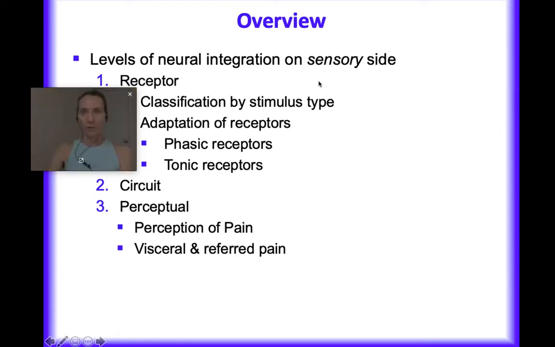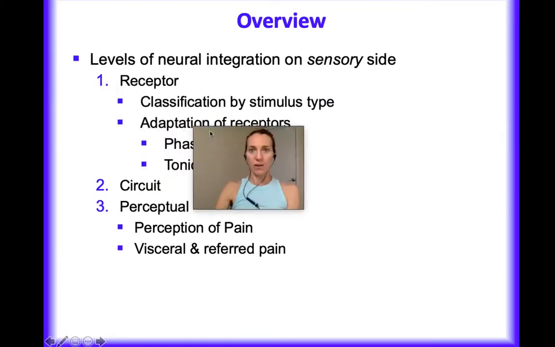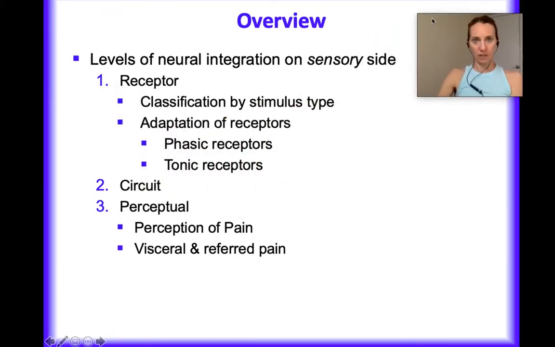To give us an overview for where I'm going in this video, I'm really going to focus on the sensory side of things here. So the levels of neural integration on the sensory side. We have three levels. You've got the receptor level, the circuit level, and the perceptual level. When we talk about receptors, I'm going to briefly cover the different types of classification based on stimulus type. Then we'll look at this concept of adaptation and compare phasic receptors to tonic receptors.